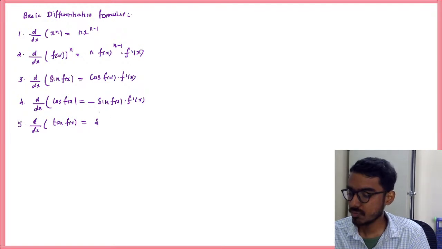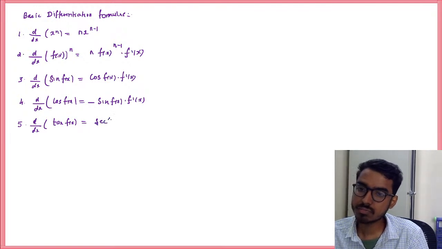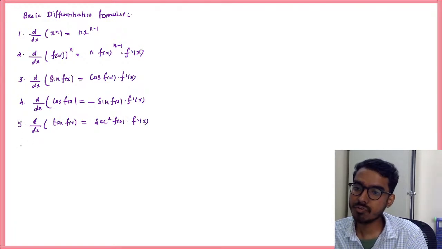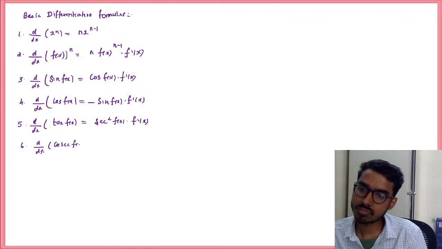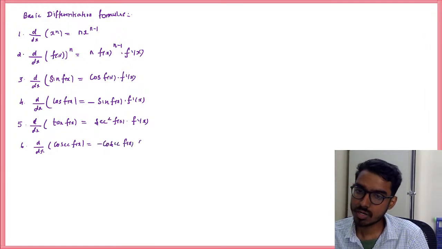d by dx of tan f of x is secant square f of x into f dash of x. So d by dx of cosecant f of x is minus cosecant f of x cot f of x into f dash of x, right?